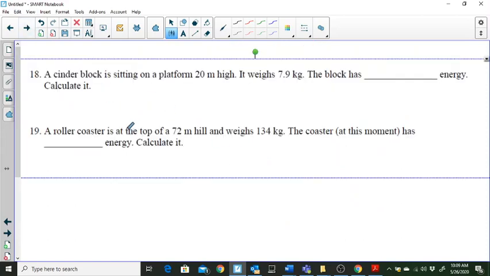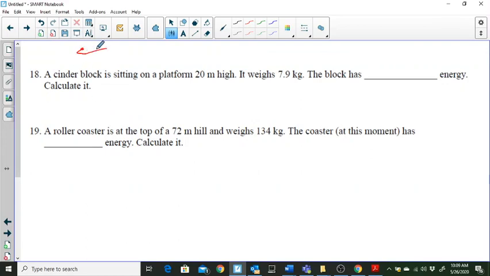A cinder block is sitting. What's a cinder block? Well, that's one of those concrete blocks that they use for building walls. You've got 2 holes in either end of it, and they sort of look like this. They stack them up with concrete in between. A cinder block is sitting on a platform 20 meters high. It weighs 7.9 kilograms. The block is sitting, it's not moving, so it has potential energy.